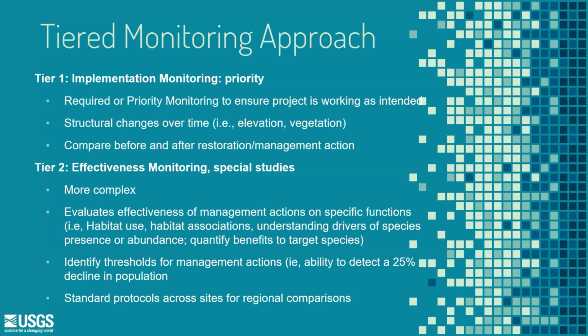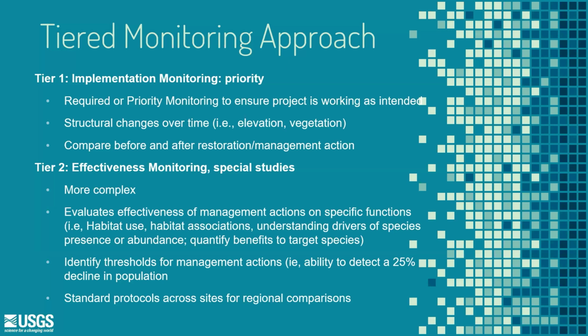in which tier one would be required or priority monitoring to ensure that the project was working as it was intended to work. And basically, similar to the previous presenters, you really wanted to have the priority monitoring go through some of the things that you can achieve over time, such as your structural changes, like in elevation and vegetation. Those are probably the most common ones. Also, to compare before and after restoration or management action.